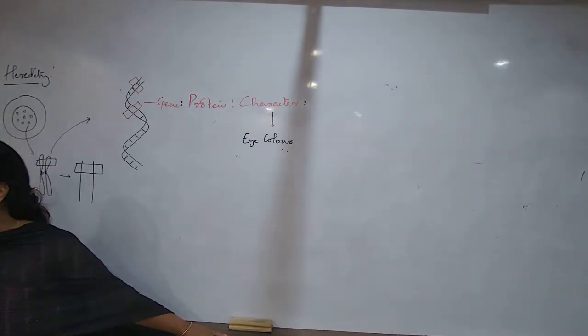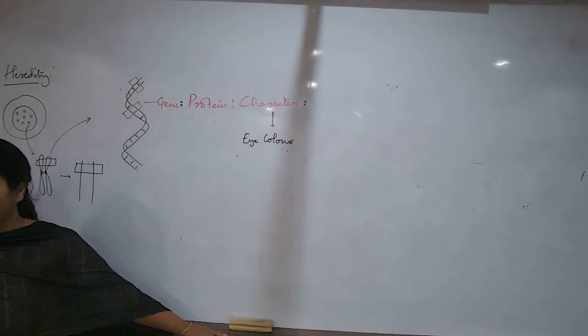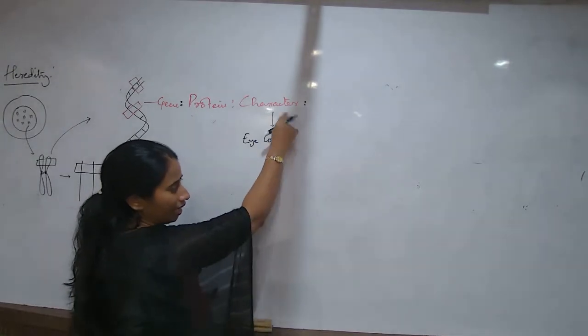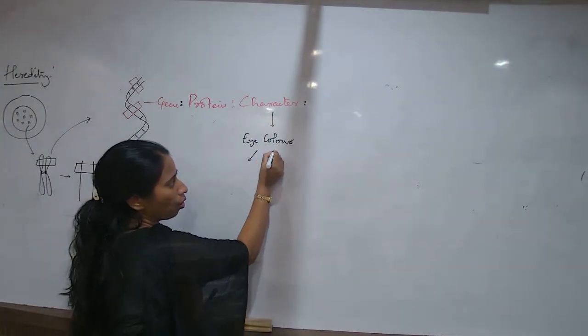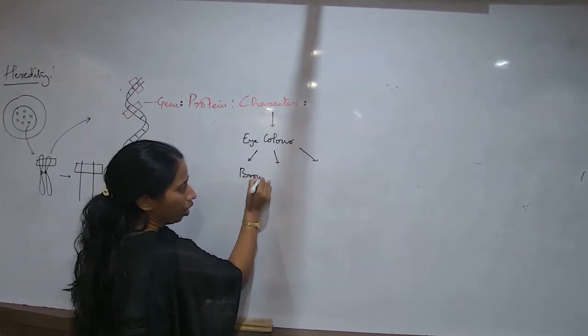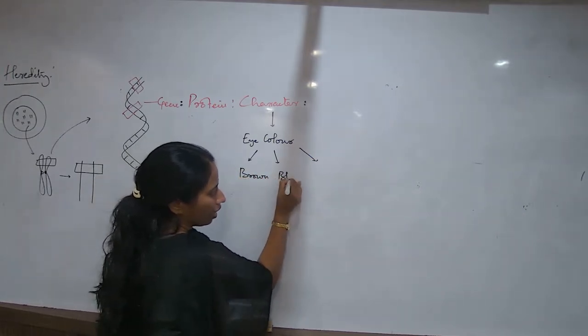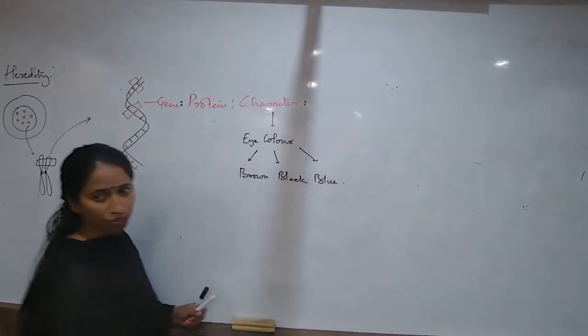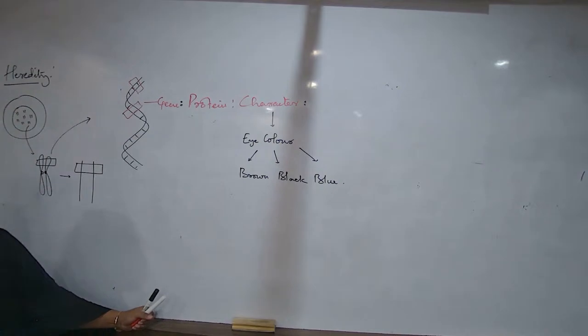So what are the normal eye colors to talk about? The normal eye colors would only be brown, black, blue. These are the normal eye colors where the gene does not show any change. So now that I talk about the eye color as a character, the different forms of the eye color would be brown and then black and then blue, the different forms of normal eye color in the human population.